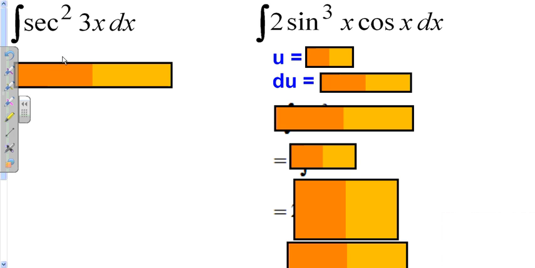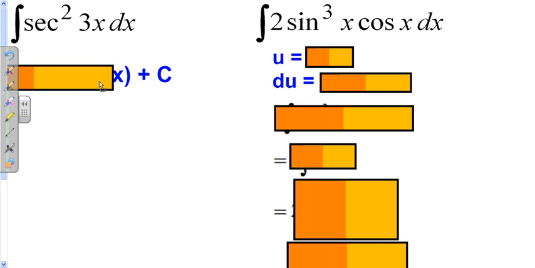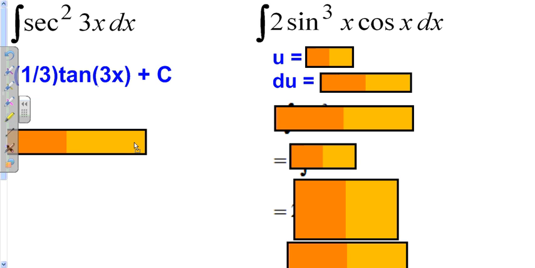Here, you could use u-substitution, but hopefully you remember the derivative of tangent gives you secant squared. Hopefully you remember that the integral of that is tangent. However, since it's not just a normal x afterwards, we've got to undo our chain rule. The chain rule would say we'd have a 3 hanging around in front, so we've got to have a 1/3 in front to undo that.